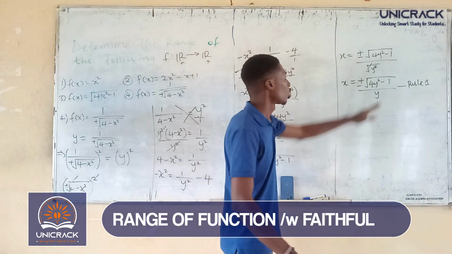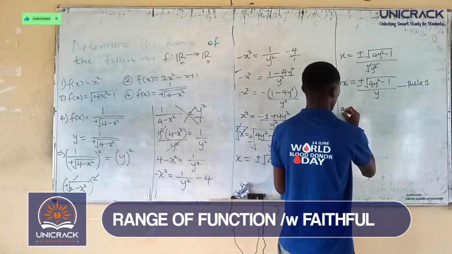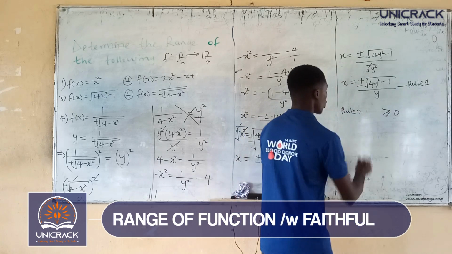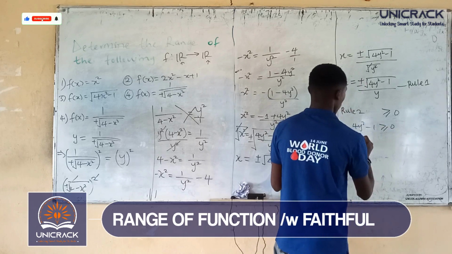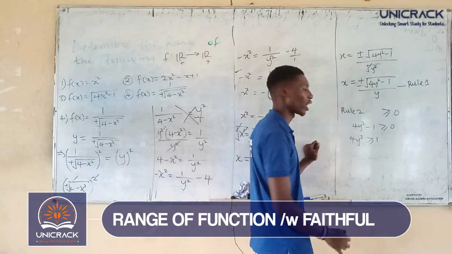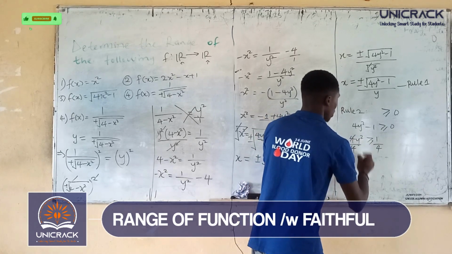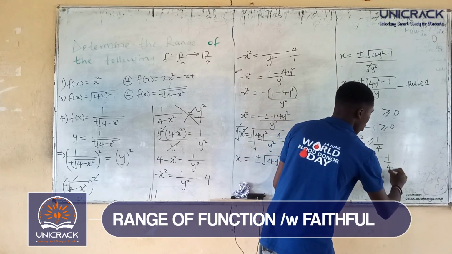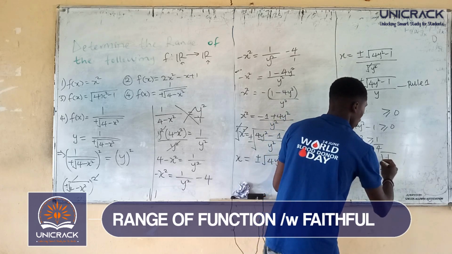So to find the range of the numerator, rule number 2 now, we know the condition to be greater than or equal to 0. We have 4y squared minus 1 is greater than or equal to 0. 4y squared is greater than or equal to, if 1 crosses over, it becomes positive 1. If we divide both sides by 4, we'd have y squared is greater than or equal to 1 over 4. Once we square root both sides, we'd have plus or minus.